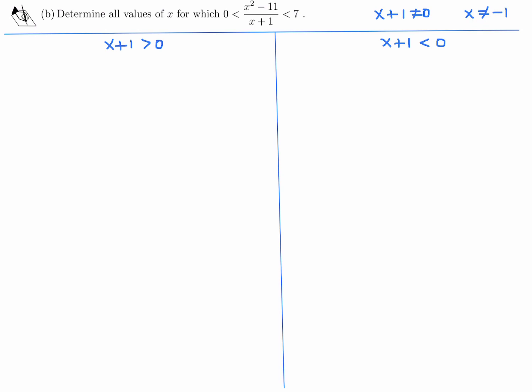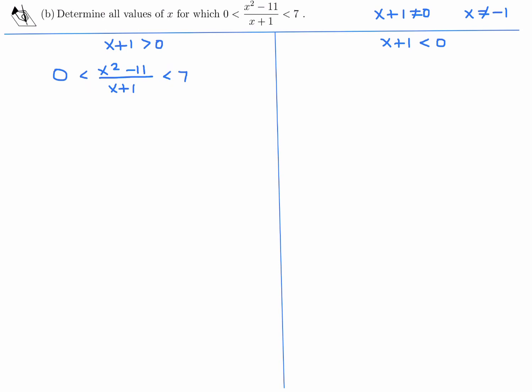Okay, so let's start with the x plus 1 is greater than 0 part. So for that, the equation stays exactly the same. It doesn't need to be modified in any way. What I really mean by that is that these symbols stay the same.